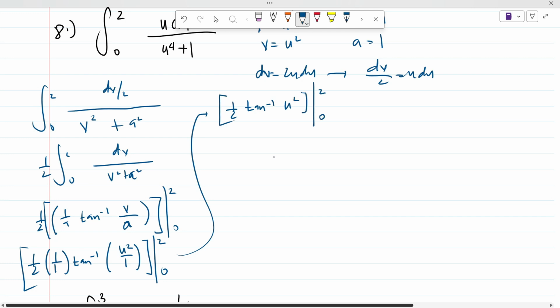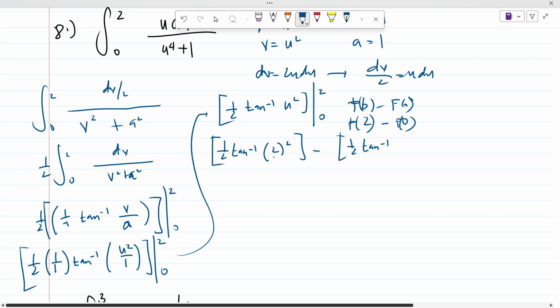So, 2 and 0, guys. Gets? So, FB minus FA. Di ba? Yung B natin is 2 minus 0. Gets? So, 1/2 tangent of negative 1. Lahat yung U palitan ng ano, guys? 2 minus 1/2 tangent of negative 1, 0 squared. So, gets, guys?